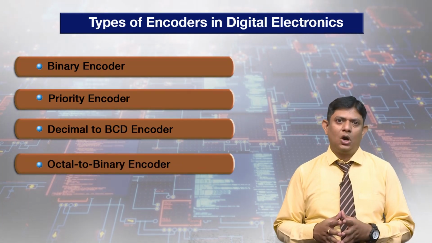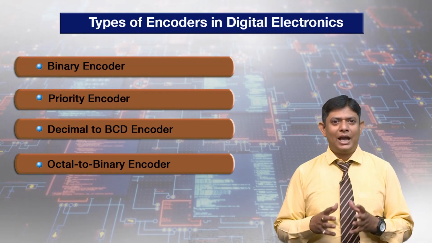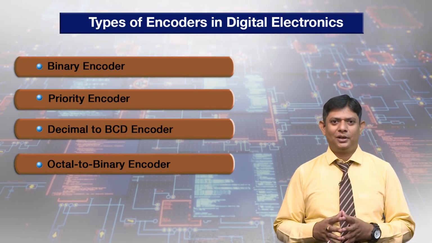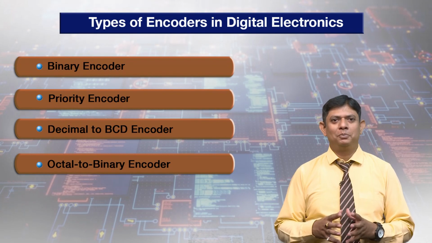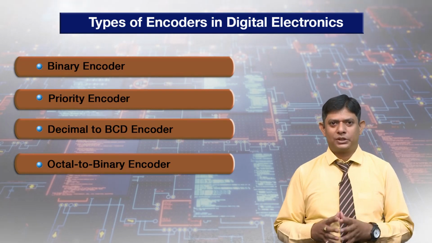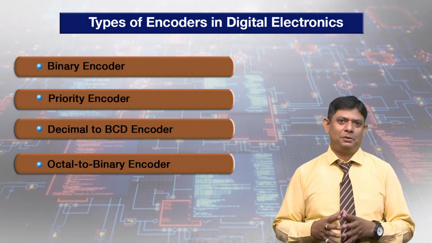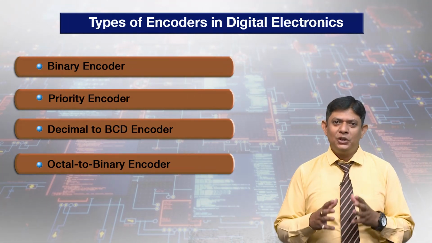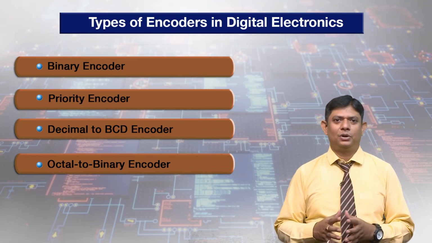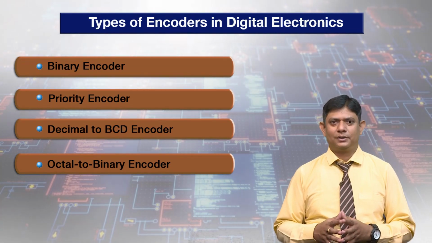We also have the octal to binary encoder. An octal to binary encoder converts octal input values 0 to 7 into their binary representations. It usually has 8 input lines and 3 output lines.